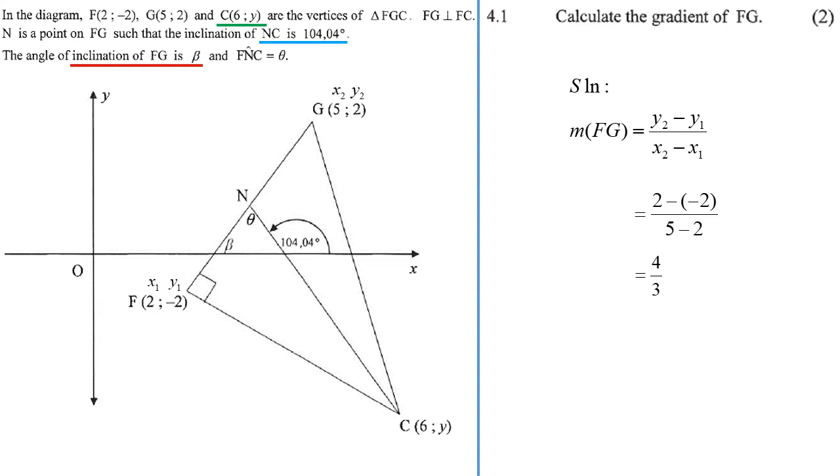Now we can actually mark our question, the 2 marks. How do we actually get the 2 marks? You get a mark for correct substitution, remember, substituting into the correct formula. And then you also get a mark for the final answer. That's it. How hard is that? Very simple, ladies and gentlemen.